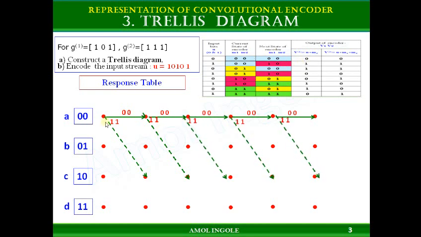Okay, now look at this. You should not start with the 01 state. Why? Because for this particular encoder, there will not be any case where you are starting from the 01 state. You have to start with 00, and when you start with 00, the possible input bits will be either 0 or 1. If it is 0, it will take you to the same state. If it is 1 as input, then it will take you to 10. So this is where you should start.